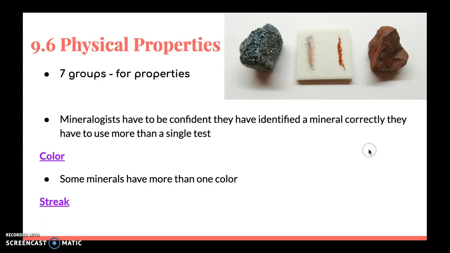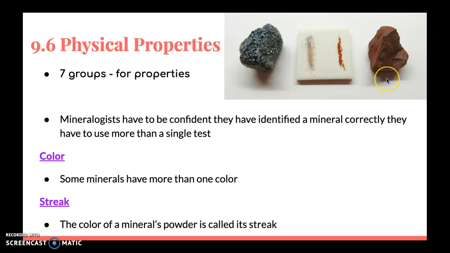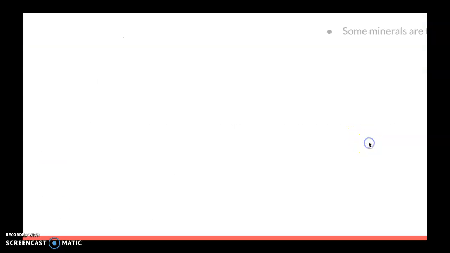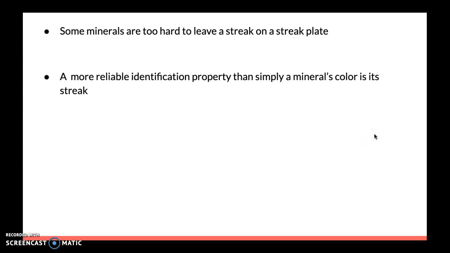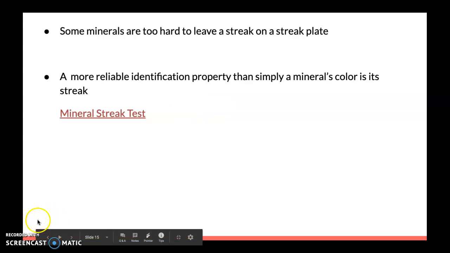And then streak, and that's what I'm showing you in this picture right here. The color of a mineral's powder is called its streak. What they've done is take that mineral on a streak plate, and then they see what color the powder produces. Some minerals are too hard to leave a streak on a streak plate, so it won't work for those. A more reliable identification property than simply a mineral's color is its streak. So a mineral streak test, this is another little YouTube video I just want you to watch, and you can see them demonstrating it.